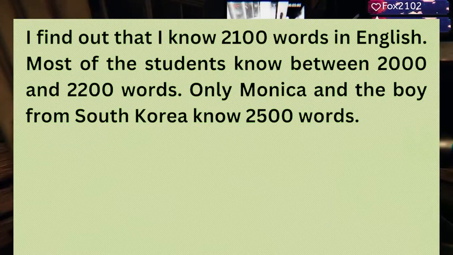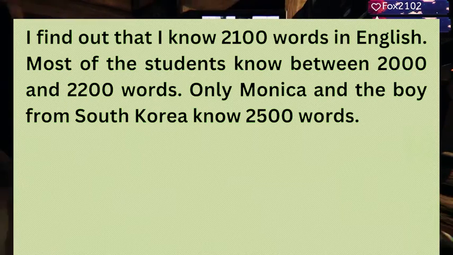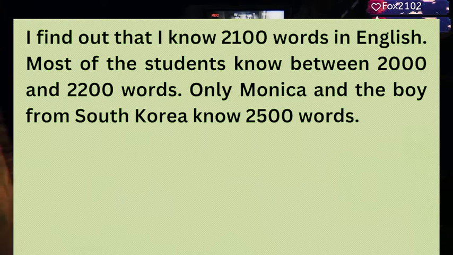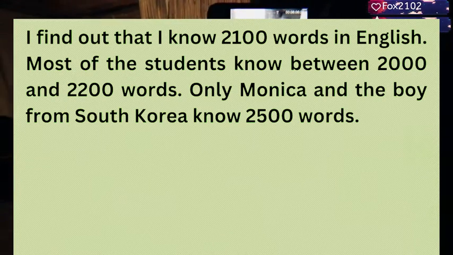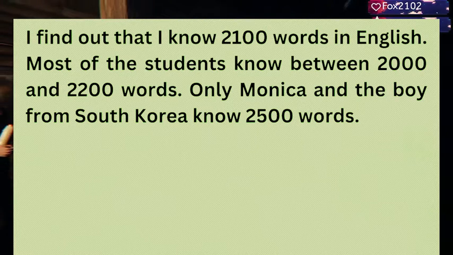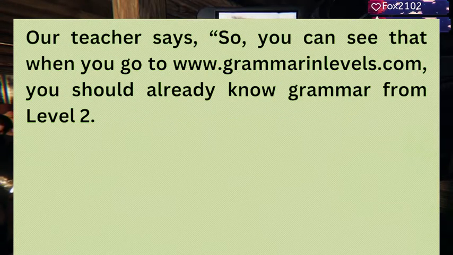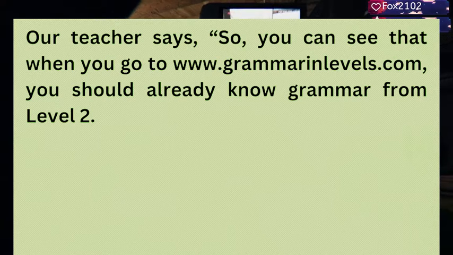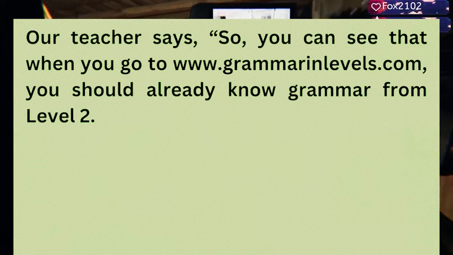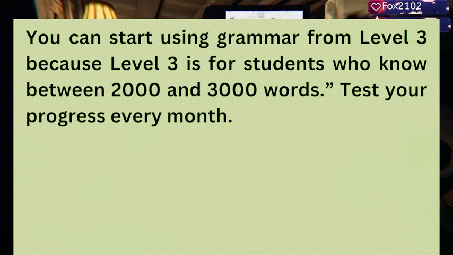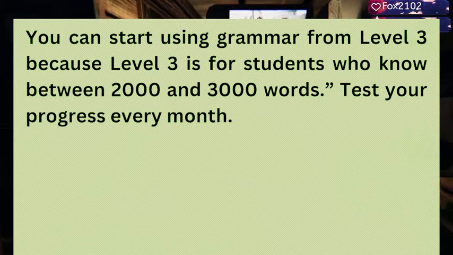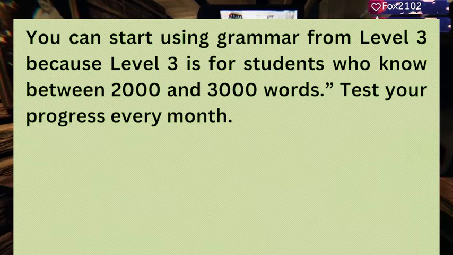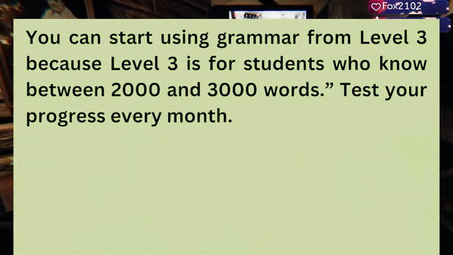I find out that I know 2,100 words in English. Most of the students know between 2,000 and 2,200 words. Only Monica and the boy from South Korea know 2,500 words. Our teacher says, "So you can see that when you go to www.grammarinlevels.com, you should already know grammar from level 2. You can start using grammar from level 3 because level 3 is for students who know between 2,000 and 3,000 words. Test your progress every month."